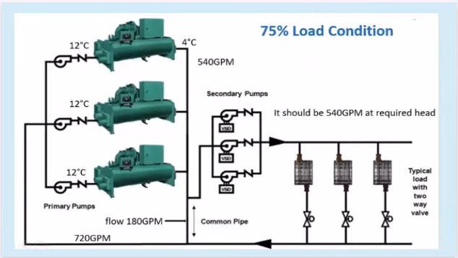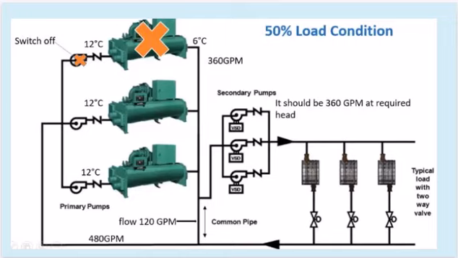This image depicts the configuration and operating conditions of a 75% load scenario in a chilled water system. The primary pumps are operating at a constant flow rate of 540 GPM, while the secondary pumps are operating at a variable flow rate to meet the reduced cooling demands. The image provides the specific equipment details, such as the chiller tonnage and temperature differentials, as well as the required flow rate at the secondary side, which should be 540 GPM at the required head.